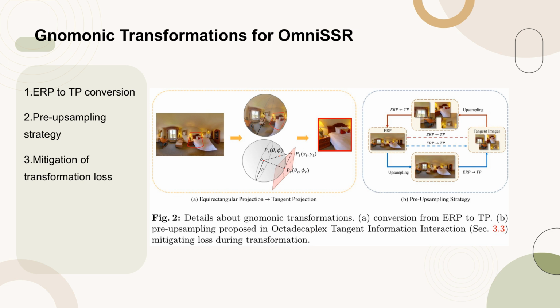Part A illustrates the conversion process from equirectangular projection, ERP, to tangent projection, TP, which is crucial for transforming omnidirectional images into a format suitable for super-resolution processing. Part B highlights the pre-upsampling strategy proposed in the octadecaplex tangent information interaction (OTI) section, which effectively mitigates the information loss that typically occurs during these transformations. This pre-upsampling approach ensures that the intermediate images retain sufficient detail, thereby enhancing the overall quality of the super-resolved output.